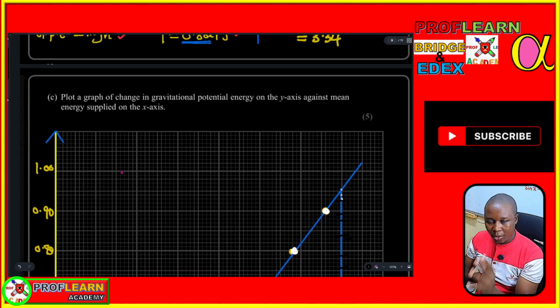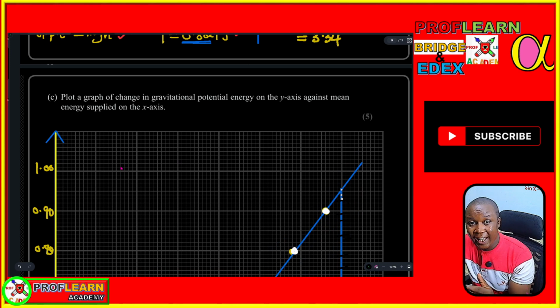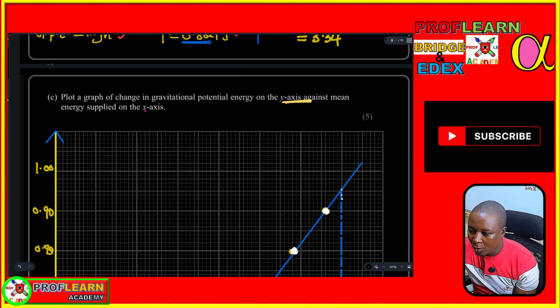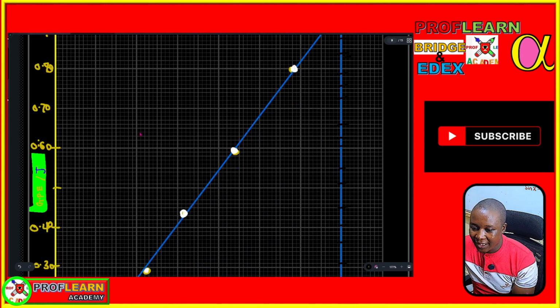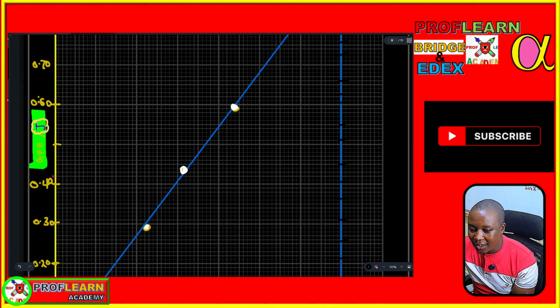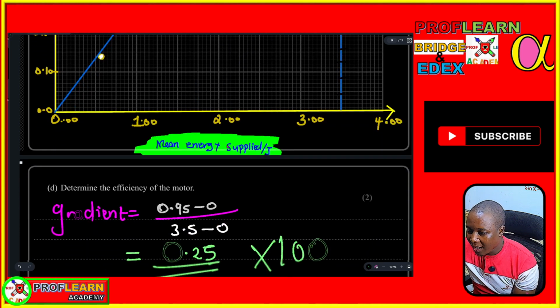Another practical skill that will be tested in this paper is to draw graphs. They may plot points and then tell you to draw a line of best fit or curve of best fit, or they may give you a blank, empty graph and you are supposed to plot that graph. Something that you need to understand is that you have to put the quantities where they are supposed to be. For instance, we shall have potential energy on the y-axis and energy supplied on the x-axis. You have to label that, and also ensure you include the units on the labeled axes. You have to ensure the units are well indicated there.